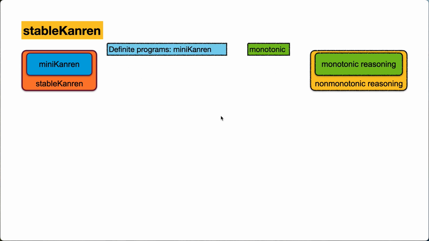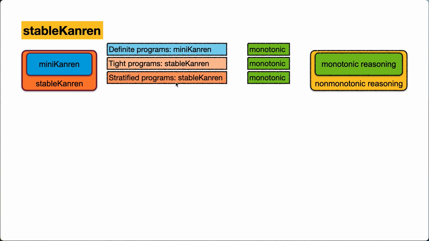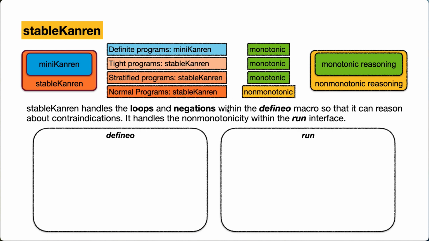So first, definite programs are supported by miniKanren. It's monotonic. Then stratified programs are supported by stableKanren, because with lotto we allow negation in there, which is also monotonic. And the stratified programs, where we have negation and loops that do not contain each other, are also monotonic. And lastly, normal programs supported by stableKanren are non-monotonic. stableKanren handles these loops and negation within the definer macros.